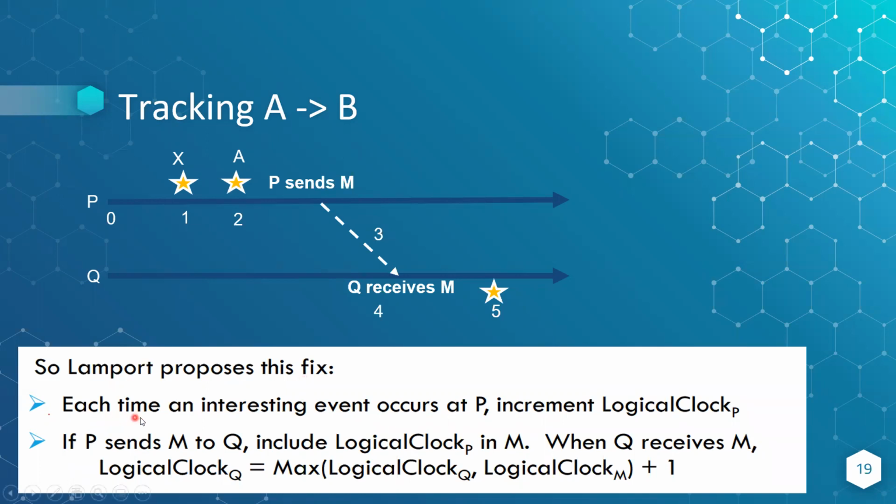So he says each time an interesting event occurs at P, increment logical clock P. For example, he said max of logical clock Q, logical clock M, plus 1. When event A occurs, add 1. We add 1 in event A, because we want event B to come after it. First, just increment by 1 in event A, and then we receive event B. So this is all about timestamped data.